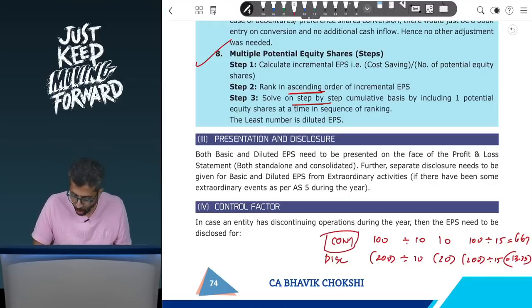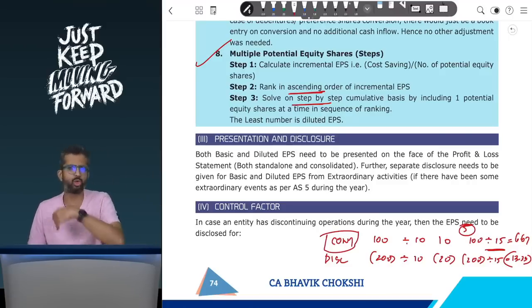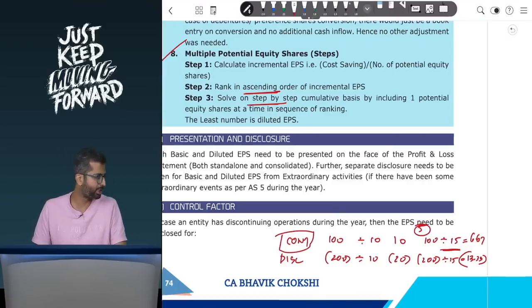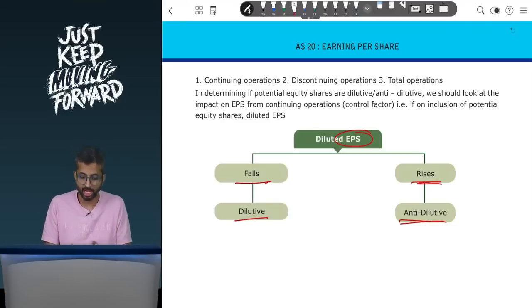So if inclusion of these 5 additional potential equity shares dilutes, that is, reduces my EPS from continuing operations, I will include that 5 on discontinued and total all other operations as well. So that is regarding control number. For diluted EPS, if it falls, it is dilutive. If it rises, it is anti-dilutive and has to be ignored. So that takes care of AS20.